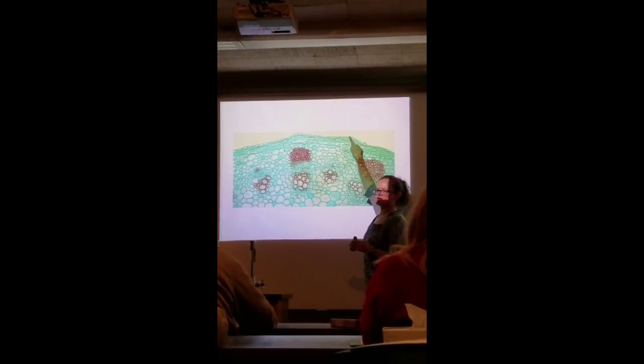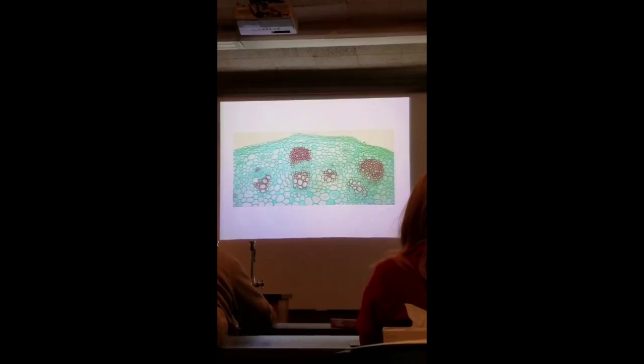Okay, what is the outermost layer of cells here called? The epidermis, and it arises from what meristem? Protoderm, right? Derm, epidermal, protoderm. All right. Is this a stem, root, or leaf?